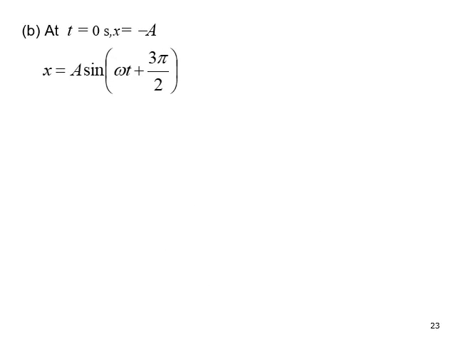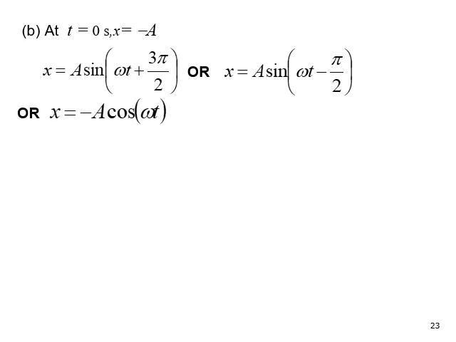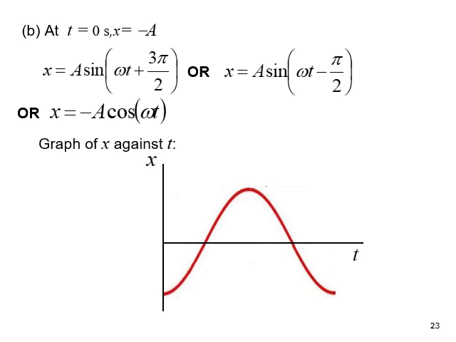If x starts at negative A, the new expression becomes x is equal to A sine omega t plus 3 pi over 2 or x equal to A sine omega t minus pi over 2, also equivalent to x equal to negative A cos omega t. Hence, the shape of the graph for x becomes a negative cosine graph.